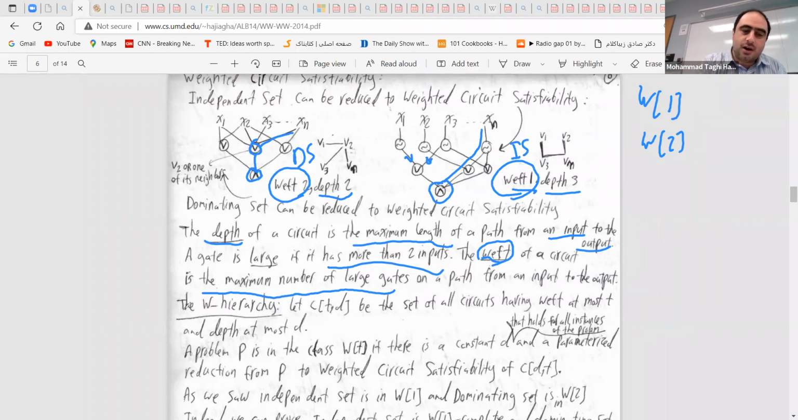That's essentially it. Now, by this definition, I can define the class of W hierarchies.